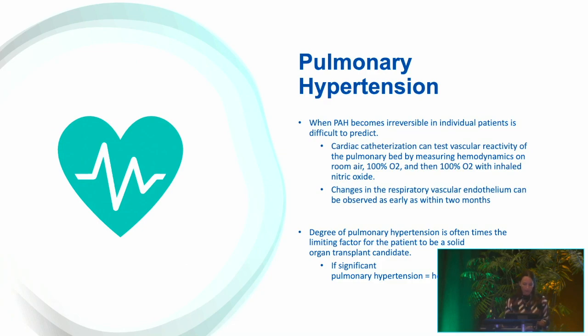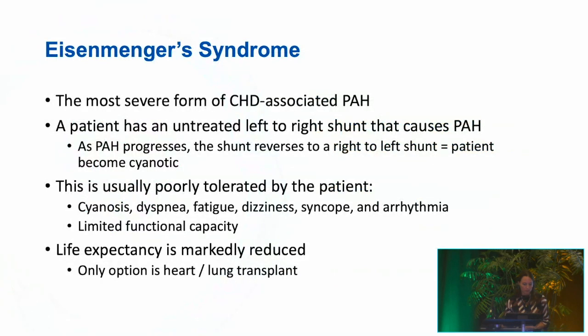Changes in the vascular endothelium can be observed as early as within 2 months. So the degree of pulmonary hypertension is oftentimes the limiting factor of the patient to be a solid organ transplant. That's what's so devastating, because a lot of people are okay getting the heart transplant, but the comorbidities involved with heart-lung, as that's a topic beyond this talk, a lung transplant is a lot, and sometimes parents don't want to do it.